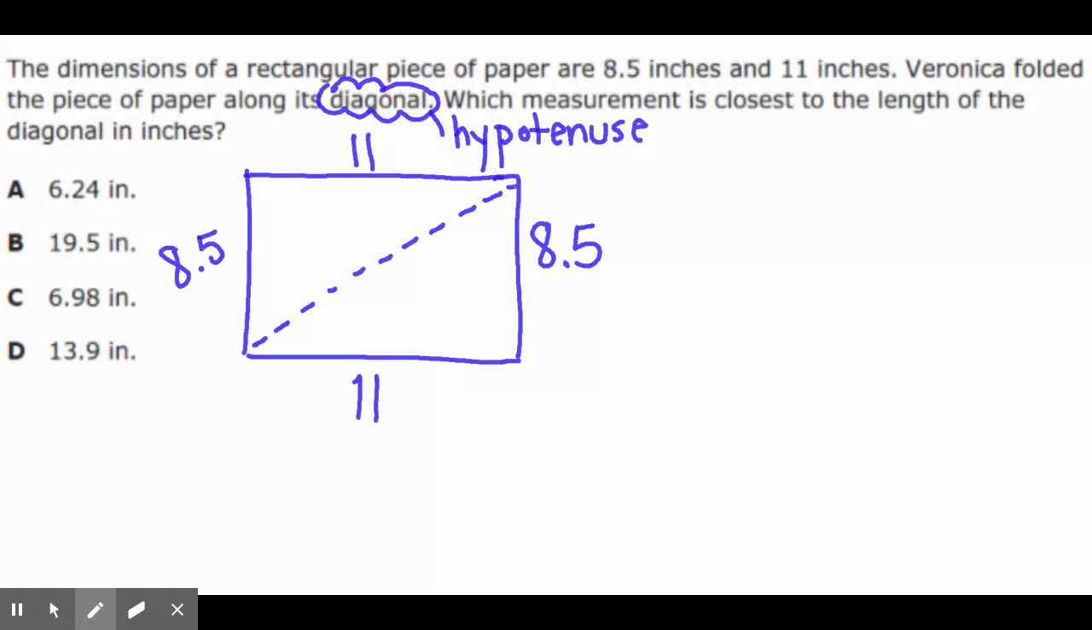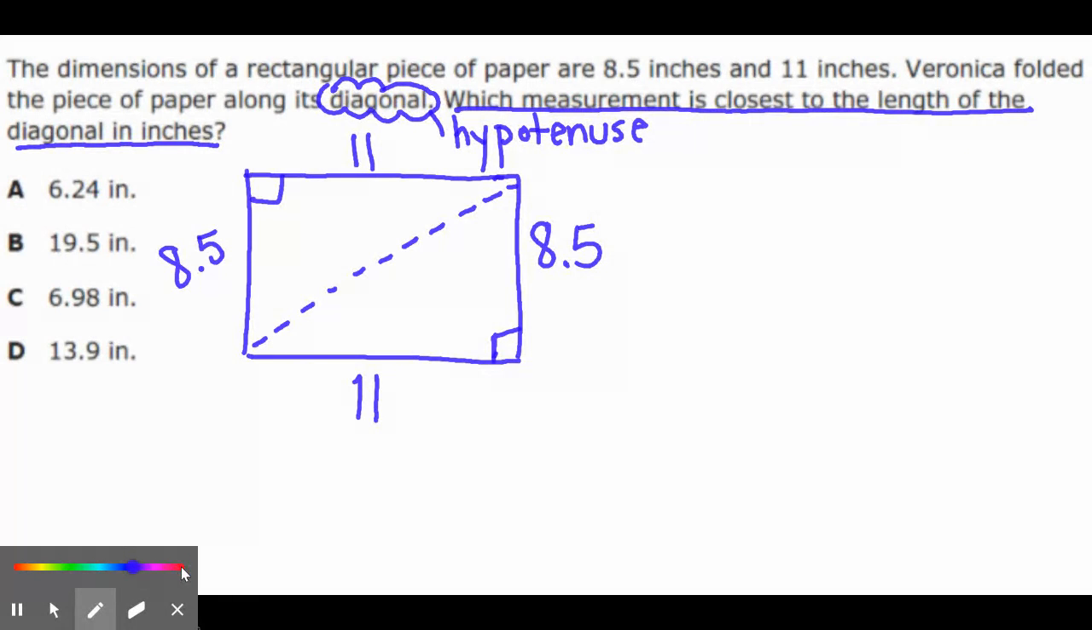And when we add that diagonal, we can see that our rectangle is actually composed of two right triangles. All right, so we actually have two right triangles here, and we're looking to see which measurement is closest to the length of the diagonal in inches. All right, so we have two of the sides. We are looking for that third side, perfect for our Pythagorean theorem.